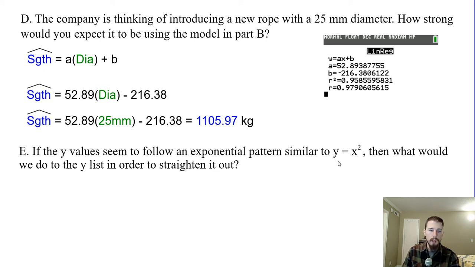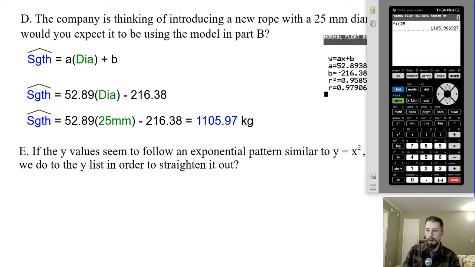All right, if the y value seems to follow an exponential pattern similar to y equals x squared, then what would we do to the y list in order to straighten it out? For the y list, in order to get rid of the square, we would do the square root. So let's take the square root of our response variable, which is the strength.